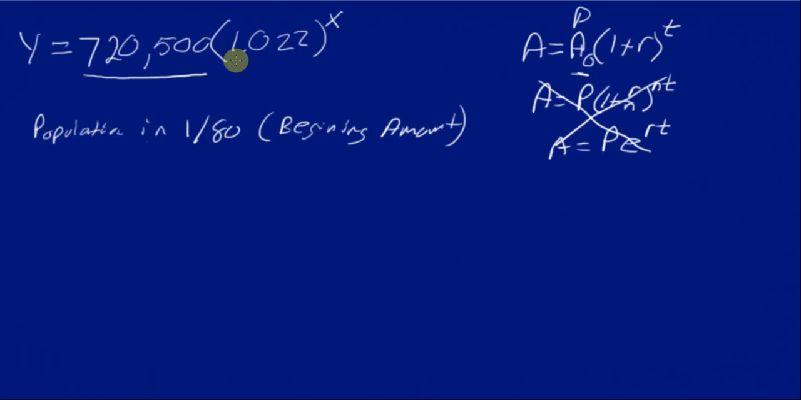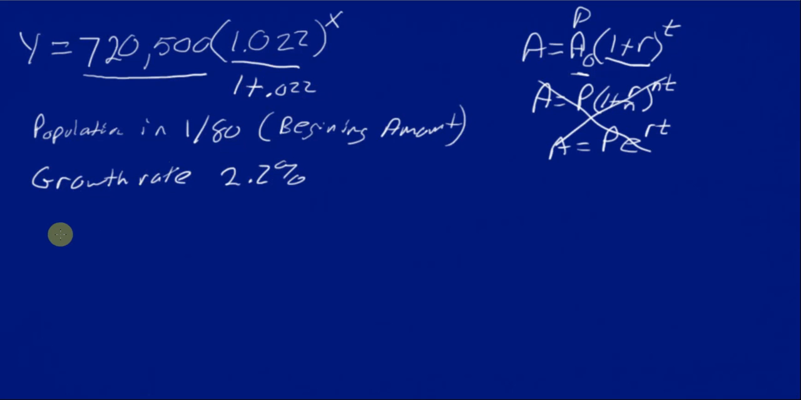Okay. Then it says, well, what's this number 1.022? Well, look where it came from. It comes from 1 plus the rate. Well, that would be 1 plus 0.022. So we're going to call this our growth rate, or the 0.022 becomes 2.2%. So the population is growing at a rate of 2.2% every year.